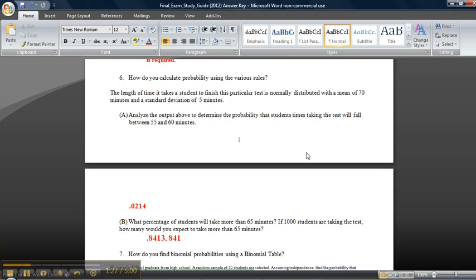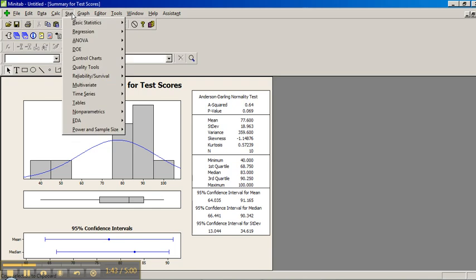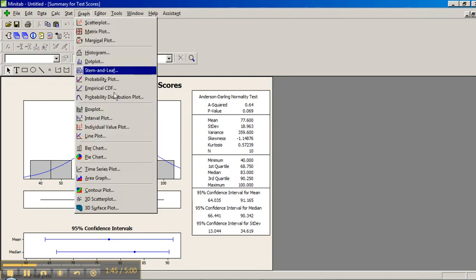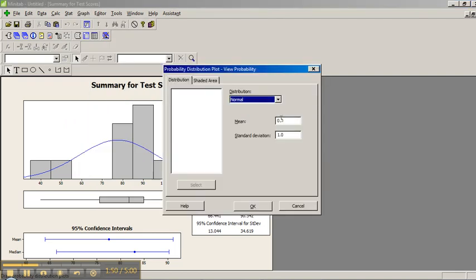Again, there's a few ways to do this, but I think the easiest way is probably to use Minitab. So let's pull up Minitab. Here we're going to go to Graph. You're going to go to Probability Distribution Plot, View Probability. Okay. It's a normal distribution. Your mean was 70. Your standard deviation, I believe, was 5. Let me go back to remember.